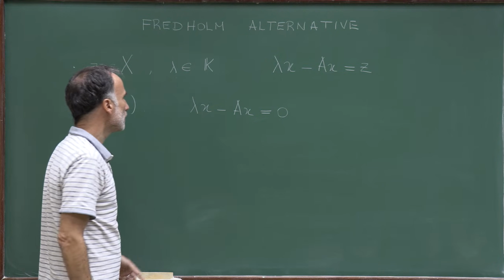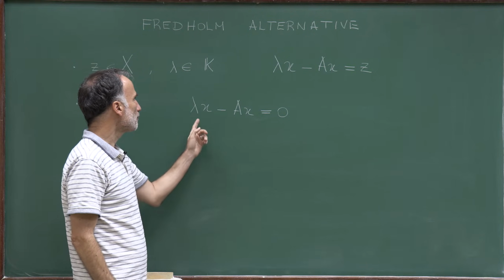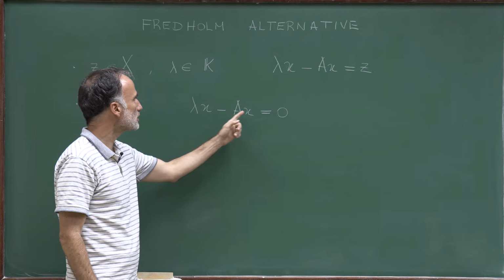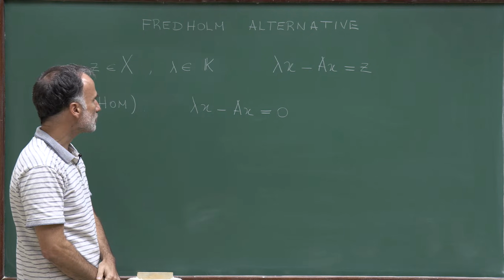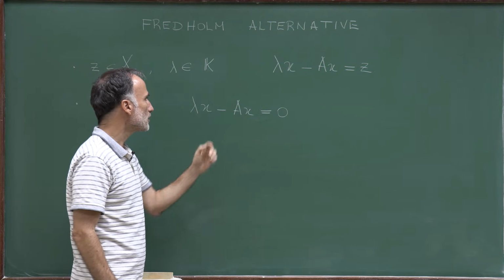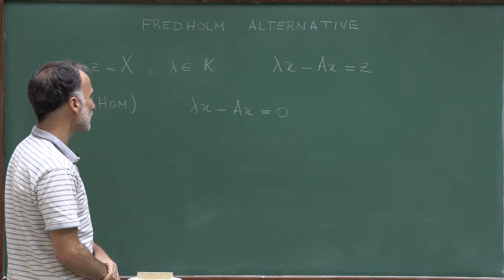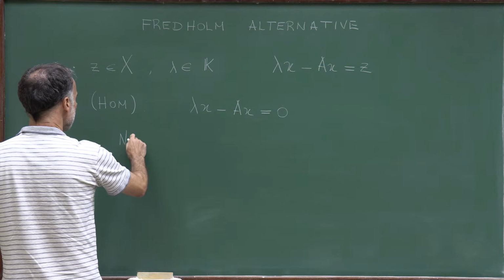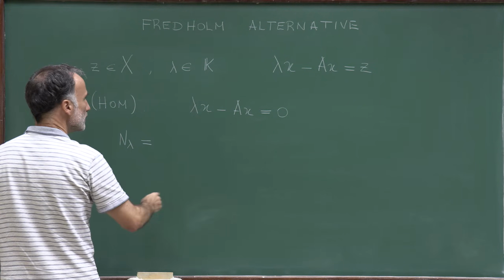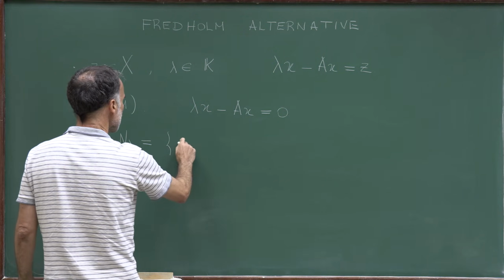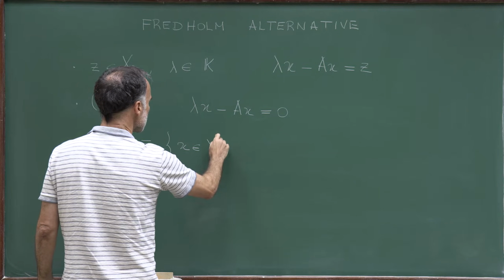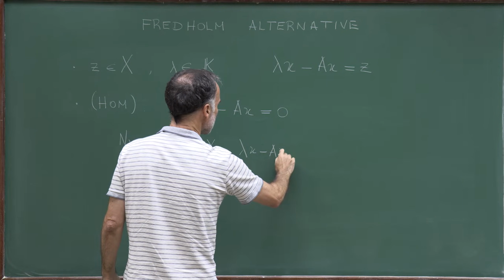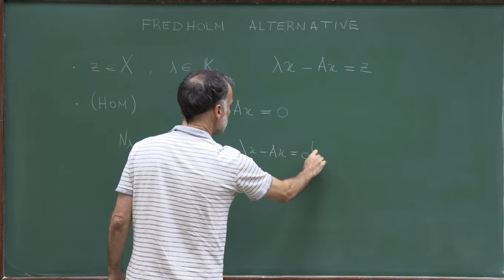Of course there always exists a solution to this equation, because I can take x to be 0, but there might be more than one solution. So let me represent by N(lambda) the set of solutions, so all points x in X such that lambda x minus Ax is equal to 0.